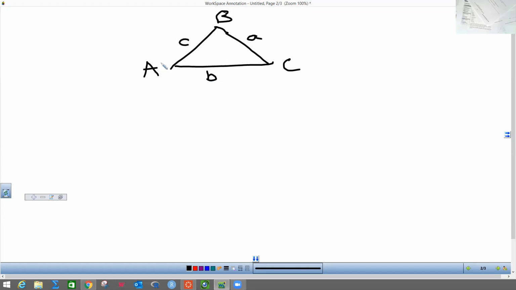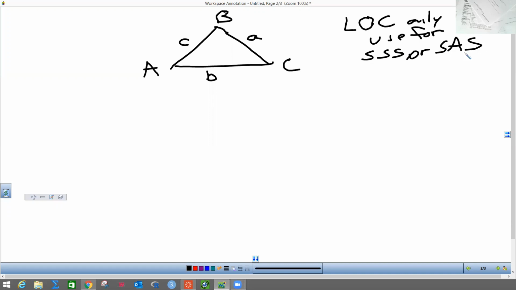So we got this deal here. For law of cosines, only use it for side, side, side, or side, angle, side. You're only going to use it once. That's when you're given the three sides of a triangle, or you're given the side, angle, side of a triangle. And you're only going to use it once.